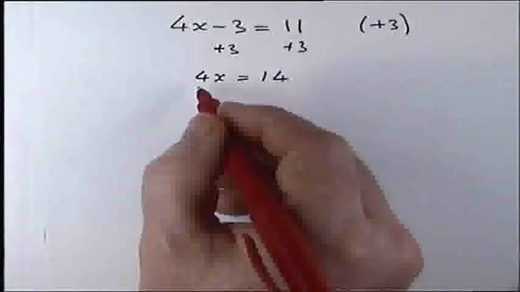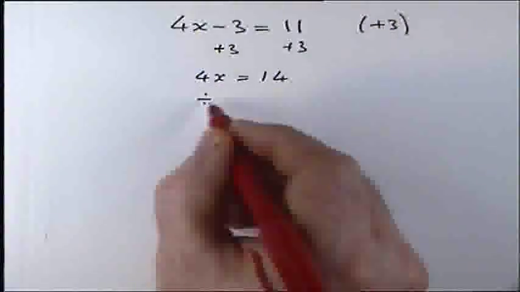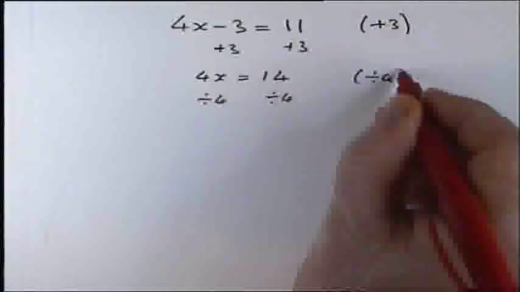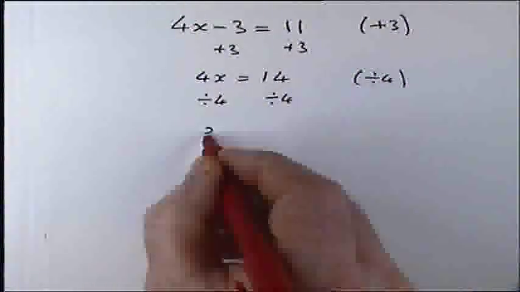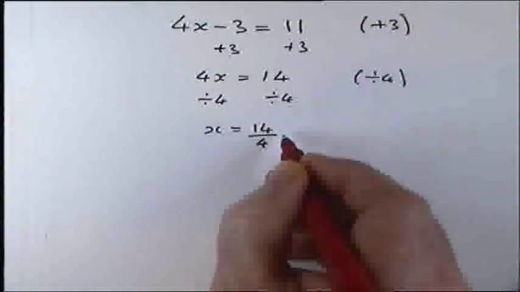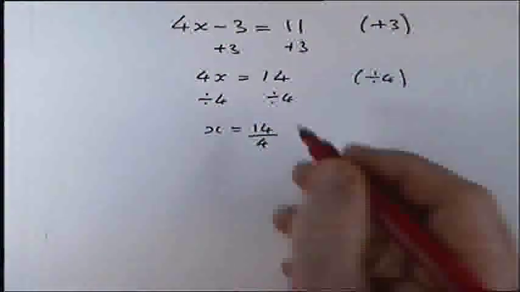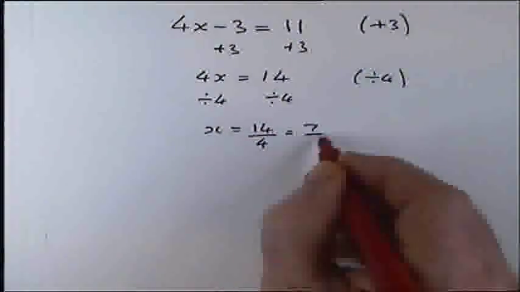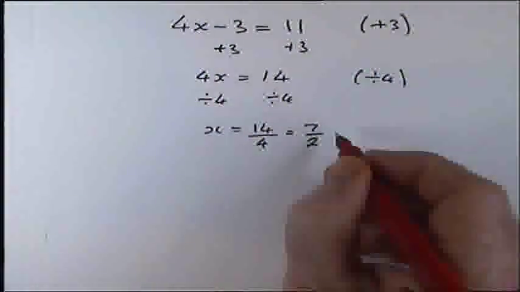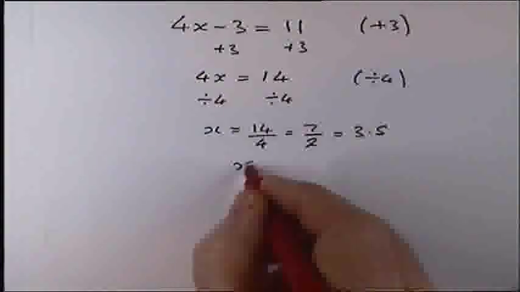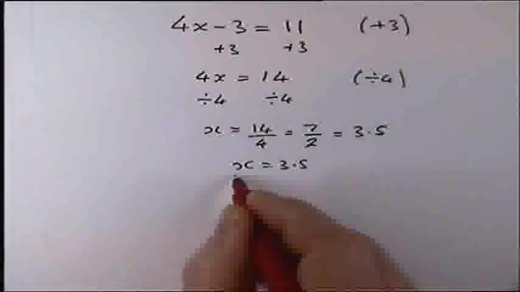Now what's the opposite to timesing by 4? Yep, it's dividing by 4. So now we're going to divide 4x by 4 to get x. Now 14 divided by 4 is not a whole number. So you can write it as a fraction, you can simplify that fraction, or you can write it as a decimal. So x is equal to 3.5 in this case.